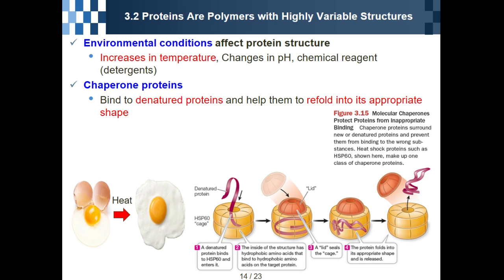So this is one example. So protein can be denatured, but denatured proteins can be changed back to their original structure. Chaperone proteins. Okay, chaperone proteins.